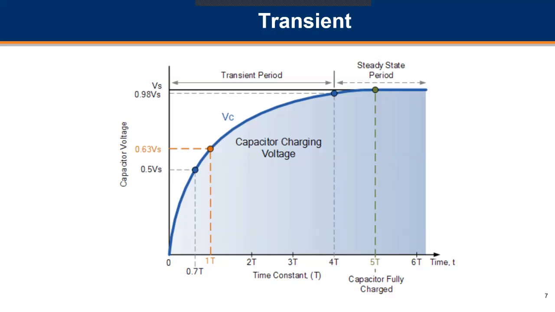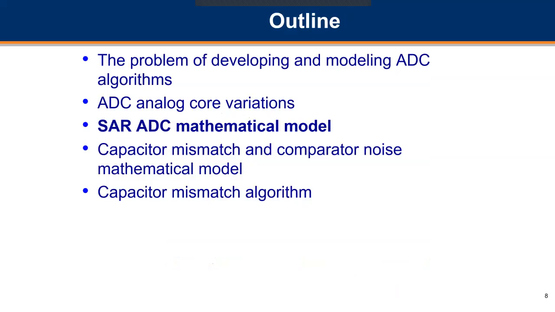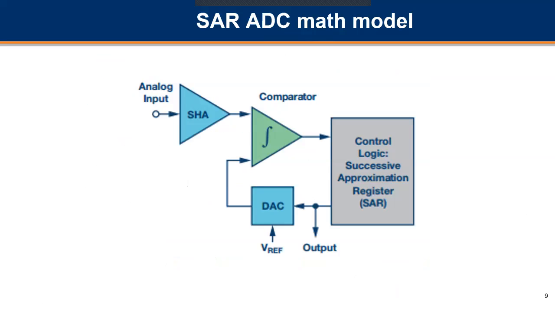Hence, it follows that for the initial stages of ADC design, a model that doesn't take into account the transient and calculates the state of the system only at the initial and final points of the transient is needed. The following slides will be devoted to the development of such a model. Let's take a look at the block diagram of the ADC.